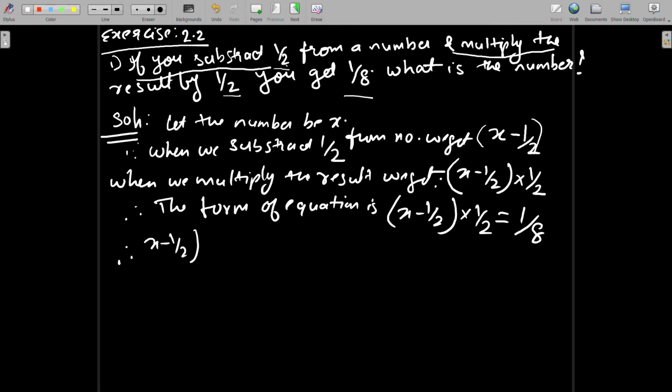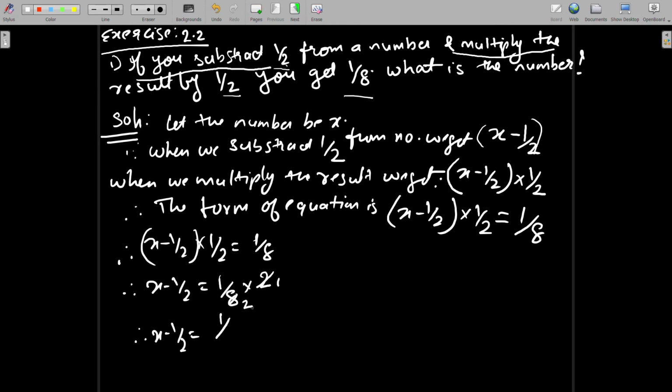x minus 1 by 2 into 1 by 2 is equal to 1 by 8. So we will simplify this. x minus 1 by 2 is equal to, now 1 by 2 is multiplied to the whole bracket. Now what I will do, I will take this 2 onto the other side of the equation. It is in the division form, and when it goes here, it will be a multiplication form. So it will be 1 by 8 into 2. Why 2? Because 1 by 2 becomes 2 by 1, and 2 by 1 is nothing but your 2. So 2 ones are 2, 2 eights are 8. Therefore, x minus 1 by 2 is equal to 1 by 4.